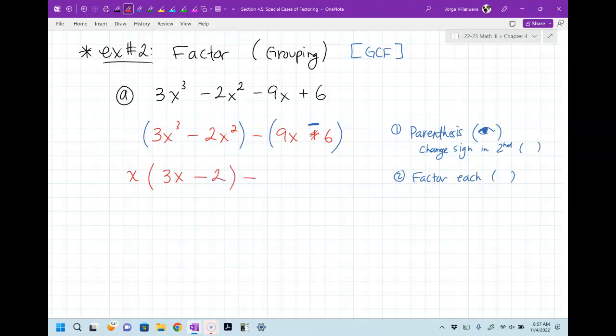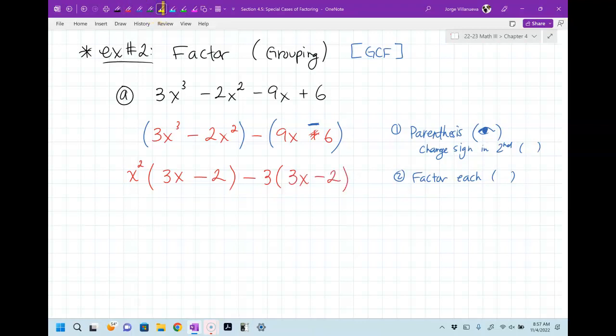All right. I forgot my x squared. X squared, and there's a 3x minus 2. All right. What do 9x minus 6 have in common? A 3. Do they have any letters in common? No, right? I mean, 9 has an x, but 6 doesn't. So just a 3. If I take out a 3, I end up with 3x minus 2.